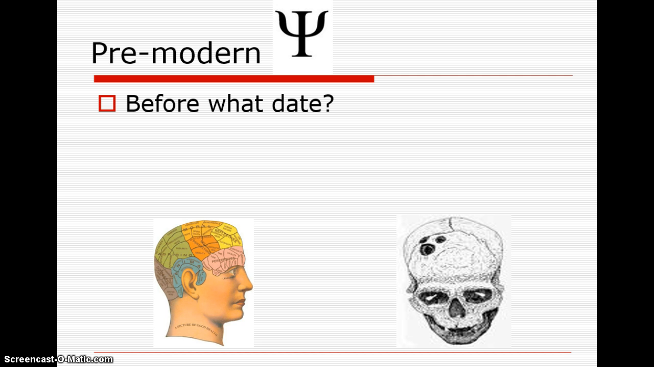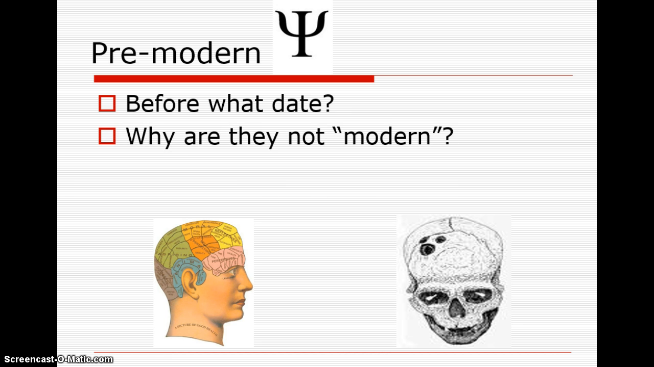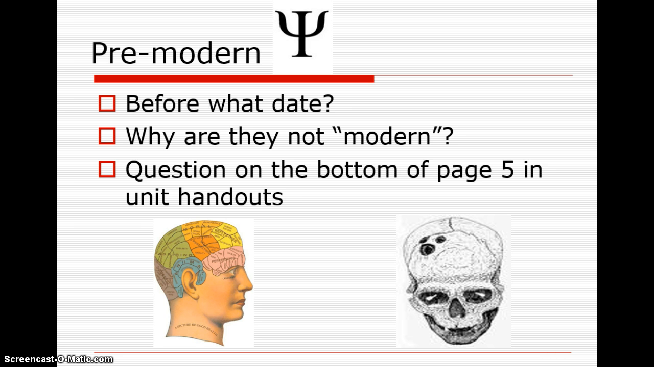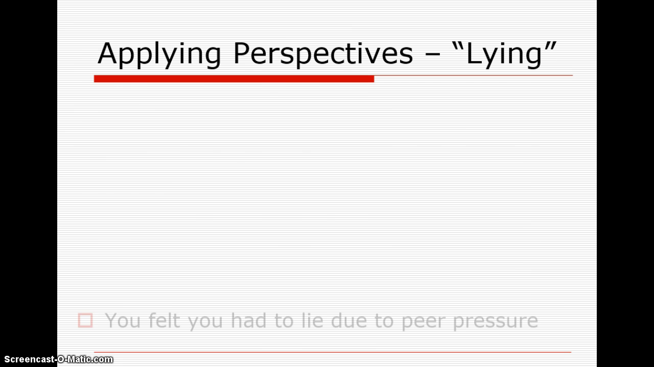These all occurred before 1879. And they're not modern, like I said, because they're not scientific. They don't use scientific methods to test them out. At the bottom of page 5 in your binder, you do have a few review questions, reflection questions that you are responsible for answering, so that's a good thing to go back and review.